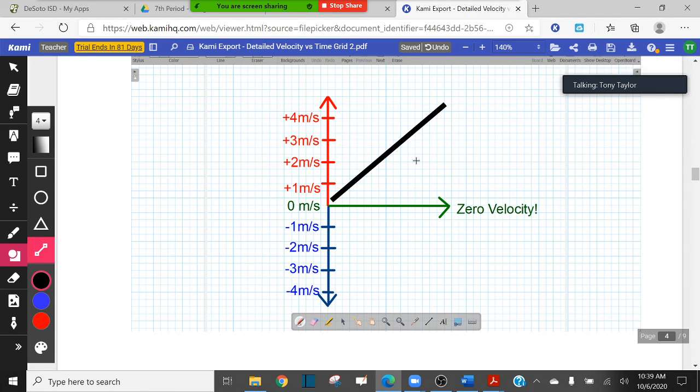We know it's moving in the positive direction because I drew my line on the top half. The line appears above the horizontal axis. So here it has all positive velocities, so it's moving in the positive direction. And how do I know it's speeding up? Because as I read my graph from left to right, the line appears to be going further away from zero, right? Anything that's going further away from zero is speeding up. Anything that's getting closer to zero is slowing down. Okay? Just something to keep in mind.